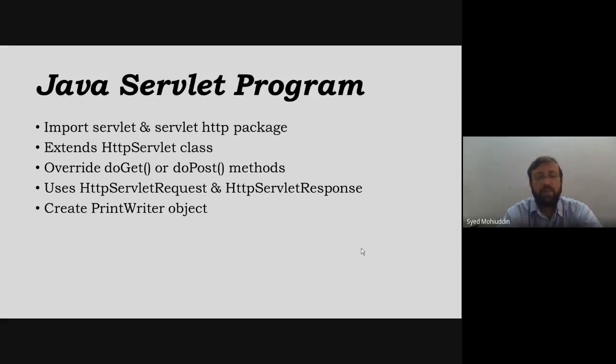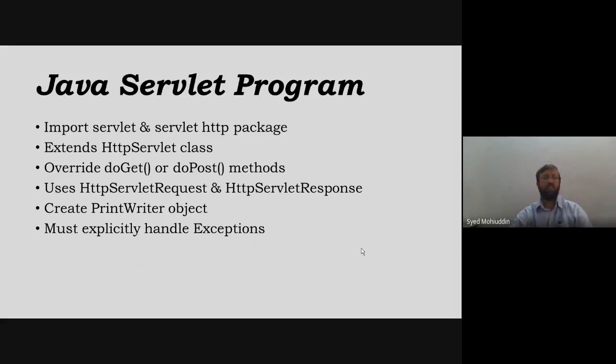So we have to create something known as a writer object. Now, these steps I'm showing you are very handy and will be very useful when you implement a servlet or when you try to write a servlet. You have to remember that the servlet program has to follow these steps. Then the last thing is that we have to explicitly handle the exceptions. Now, this is not like a divide by zero error that is implicitly handled by Java. We have to explicitly handle the exceptions.